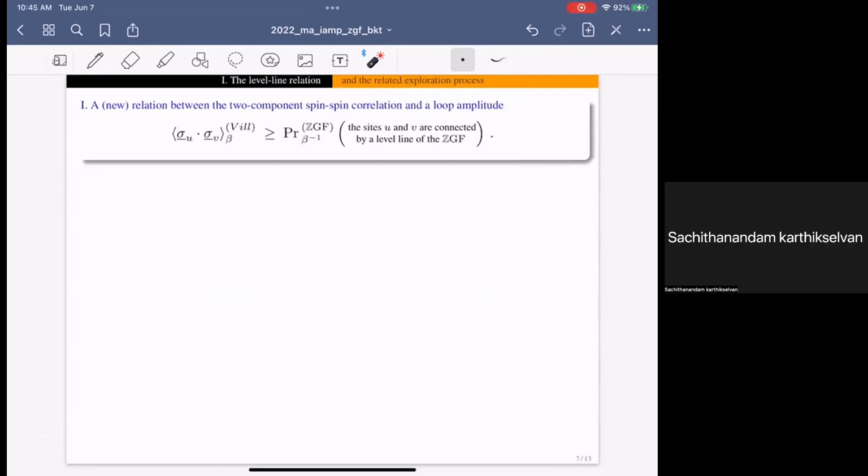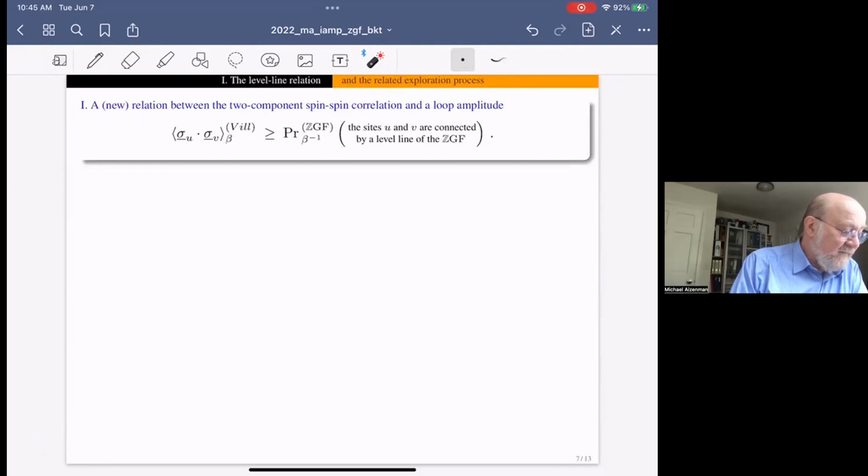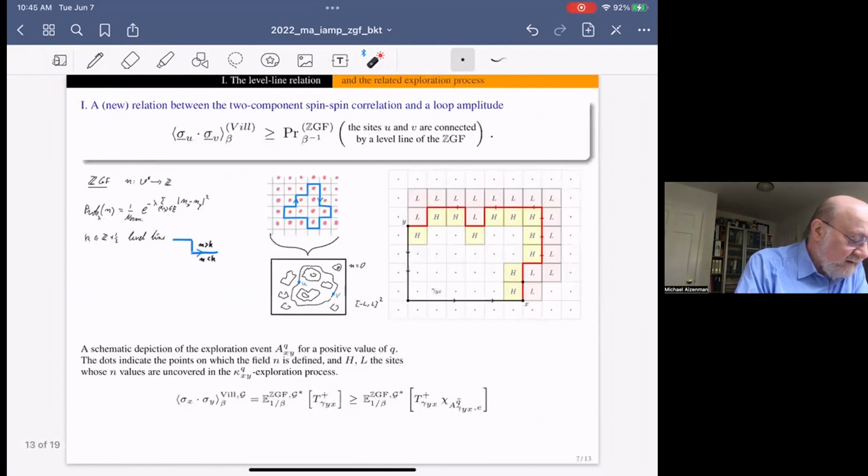Okay, I have about 15 minutes to present the main new results, so let me turn to it. So in a way, what I would like to explain now is the meaning of this statement and why it's true and why it is relevant for us. So let's turn to the ZGF on the graph. So that's the integer valued height function.